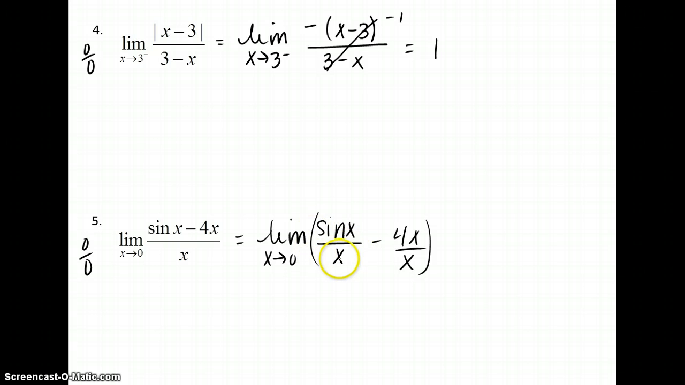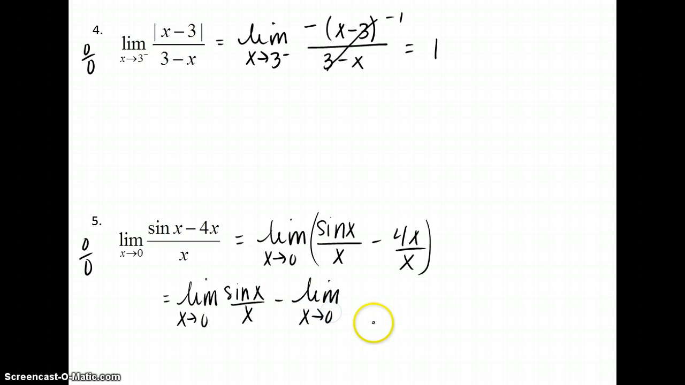This first function, so then we have a rule that says we can take the limit of each piece of the expression. The x's here cancel. This is our other special trig limit. Limit as x approaches 0 of sine x over x is 1. Limit as x approaches 0 of 4 is 4. So 1 minus 4 would give us a value of -3.